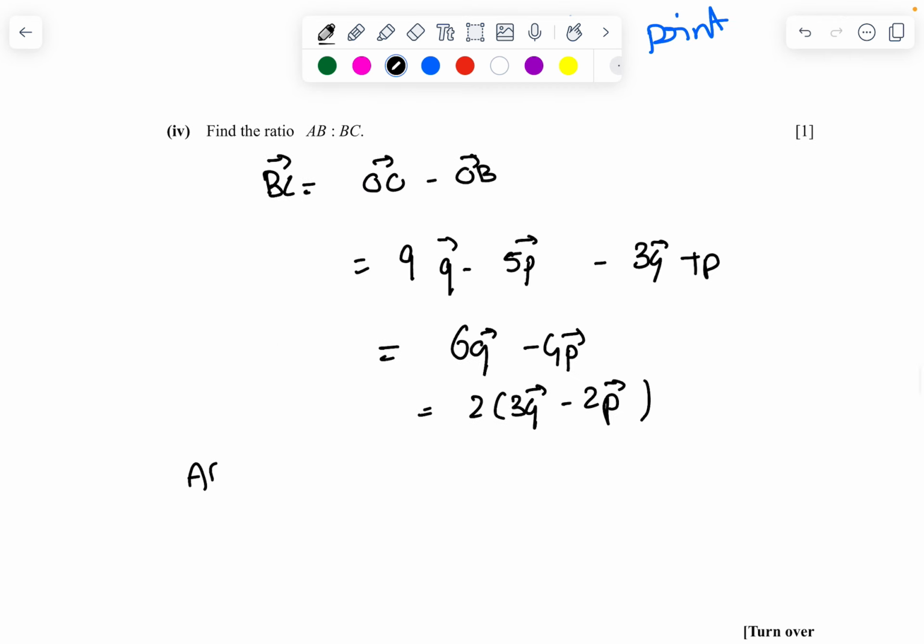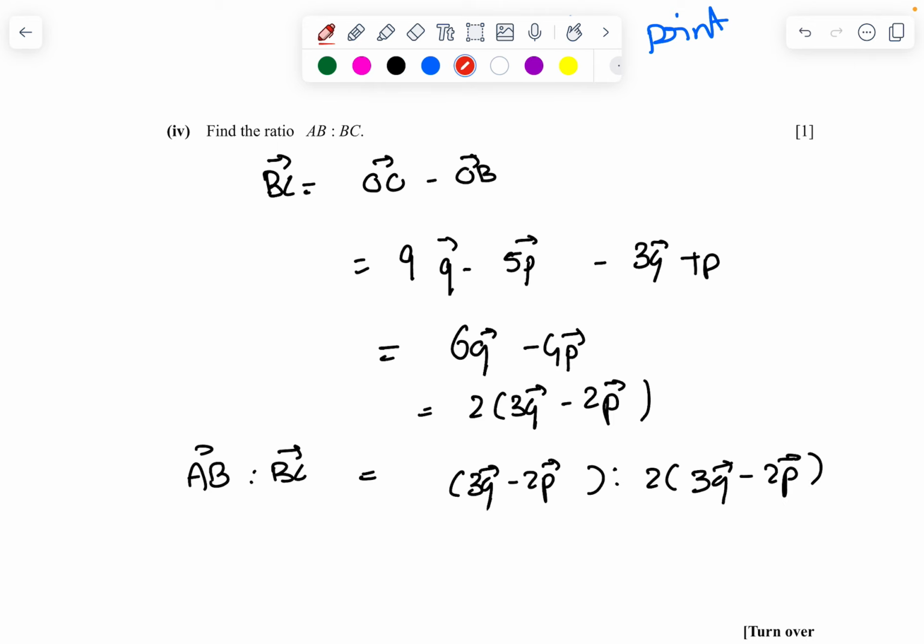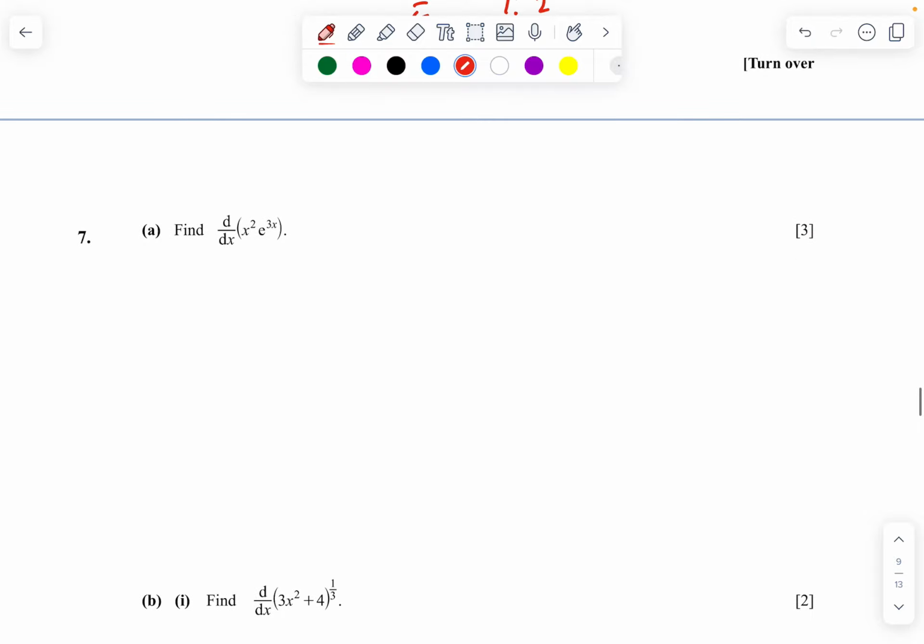Now AB is to BC. AB is nothing but what? 3Q minus 2P is to 2 times of 3Q minus 2P. So both get cancelled. So what's going to be the answer? 1 is to 2.